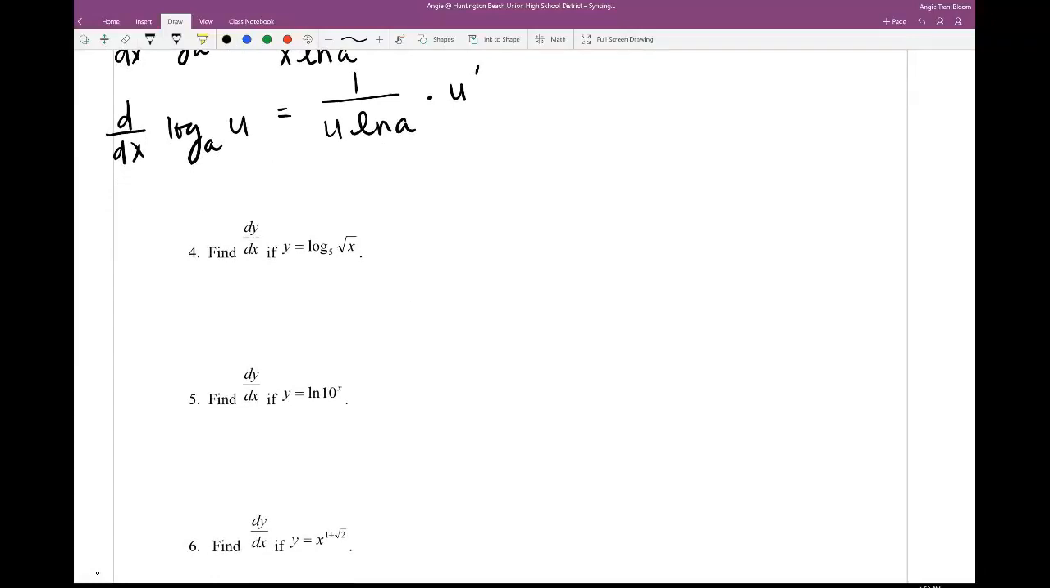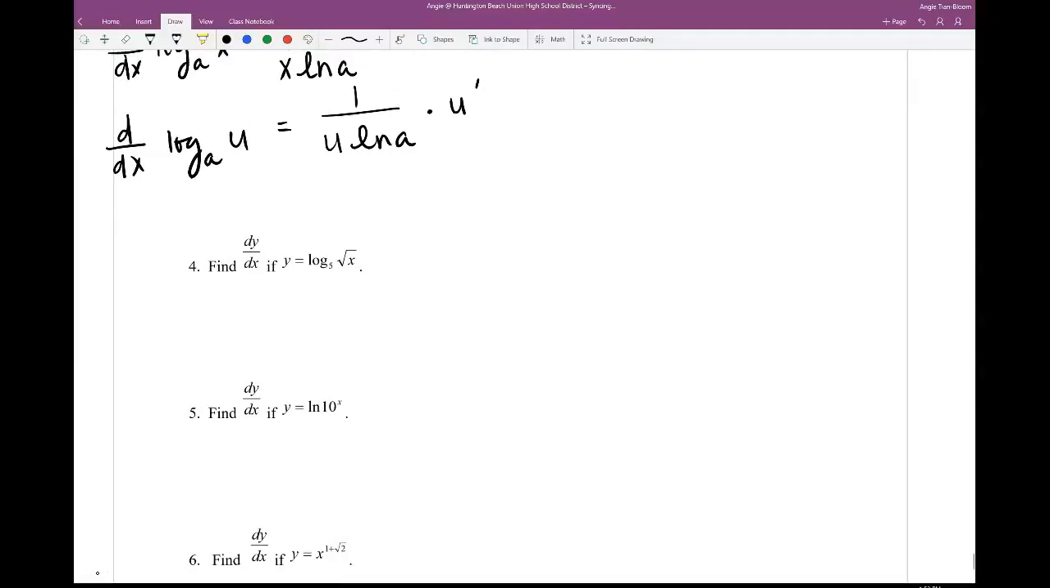4. Find the derivative with respect to x if y equals log base 5 of square root of x. I'm definitely going to use u substitution. So let u be square root of x. Well, square root of x is x to the 1/2. So u prime, I will use power rule, bring down the 1/2 times x, and 1/2 minus 1 is negative 1/2. Okay, so that's what u prime is.